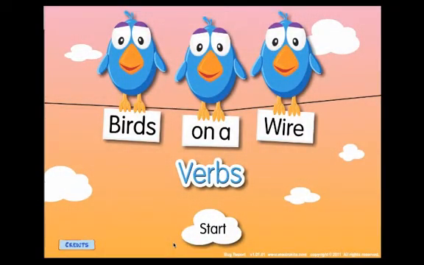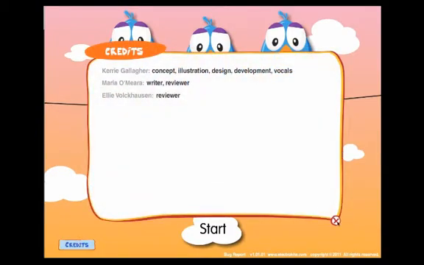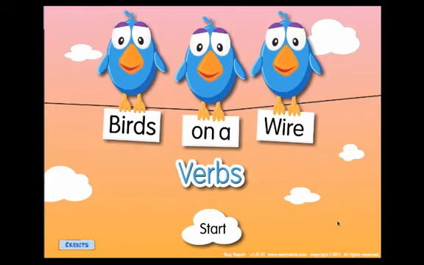Here are some additional details. If we go back to our home page, we can view credits, report bugs, or make suggestions, and launch the Electrokite website right from the activity. Let's look at a blackline master that accompanies this lesson. This is a printable worksheet that makes for a nice take-home review of verbs. This is printable right from the toolbar in this lesson.